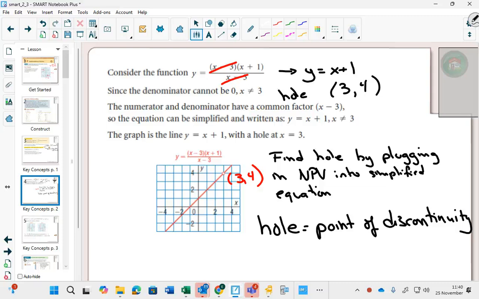And the reason it's called a point of discontinuity is we consider something continuous if you can draw it without lifting your pen. Notice I can draw this line no problem without lifting my pen until I get to the hole. Then I have to lift my pen, start on the other side, and keep going. So anytime you have to lift your pen at asymptotes or at holes, it's a place where the graph is discontinuous. And in this case, a hole is a point of discontinuity.